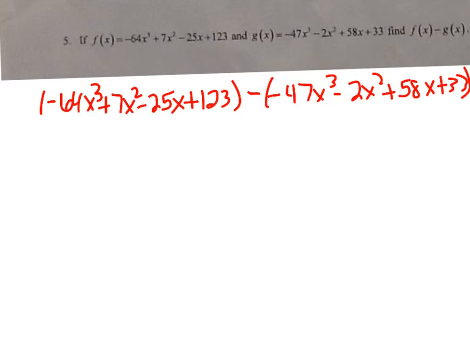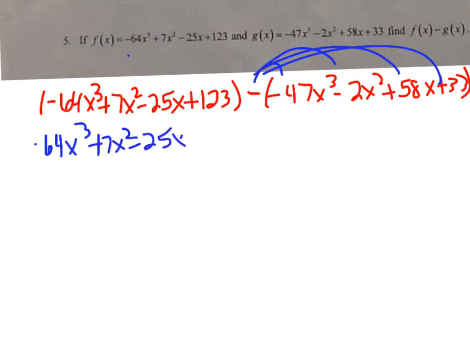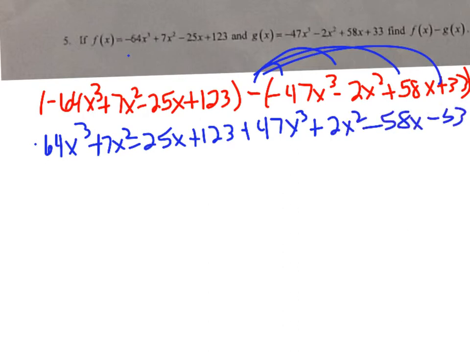Now you guys, I'm sure, remember that when we subtract polynomials, you have to distribute the negative all the way through. So the first parenthesis is going to stay the same. So it's negative 64x to the third plus 7x squared minus 25x plus 123. Distribute the negative, I get positive 47x cubed plus 2x squared minus 58x minus 33. Now all we're going to do is combine like terms.